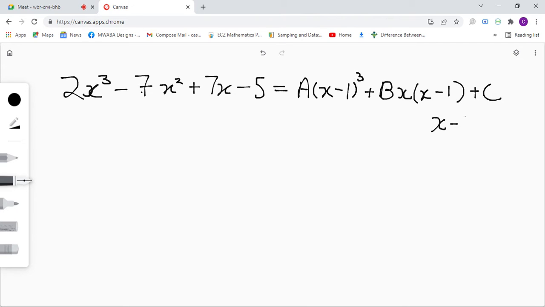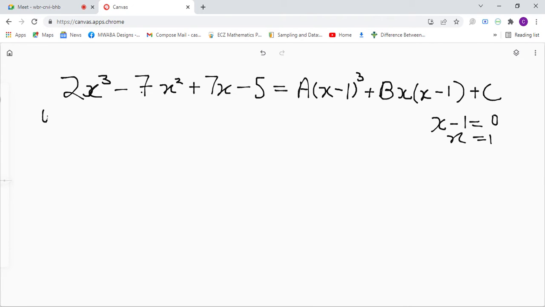So we have x minus 1 equals 0, so x equals 1. So x equals 1 is our critical value. So I'm going to say when x equals 1, this is our critical value. So we're going to substitute 1 for x everywhere in this expression.